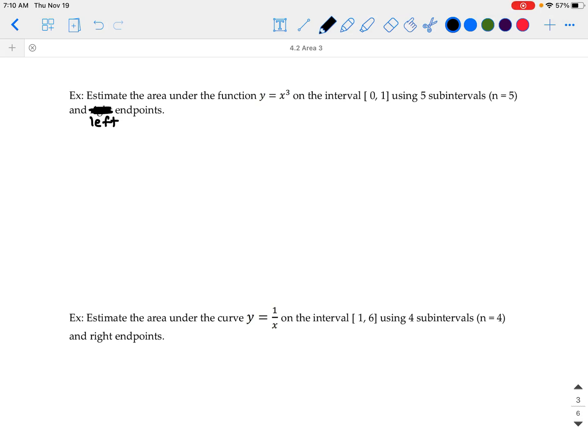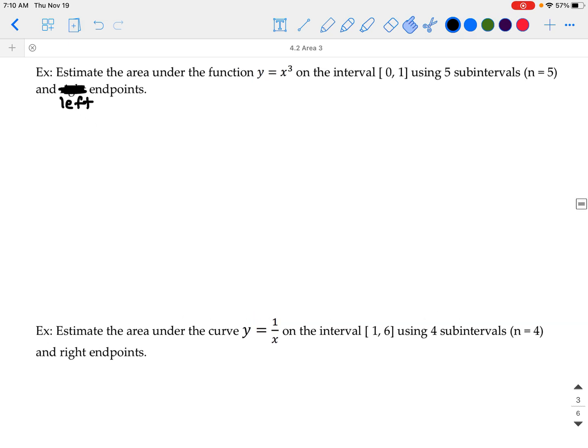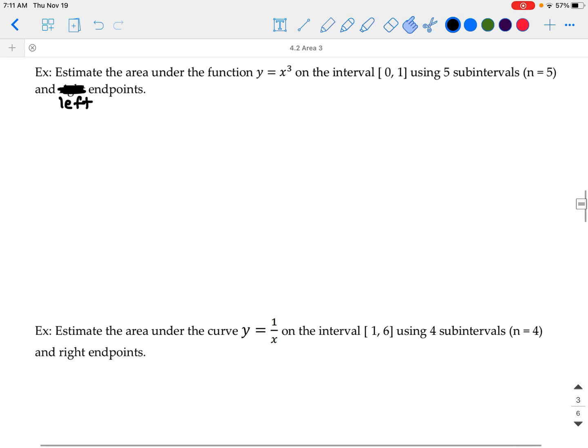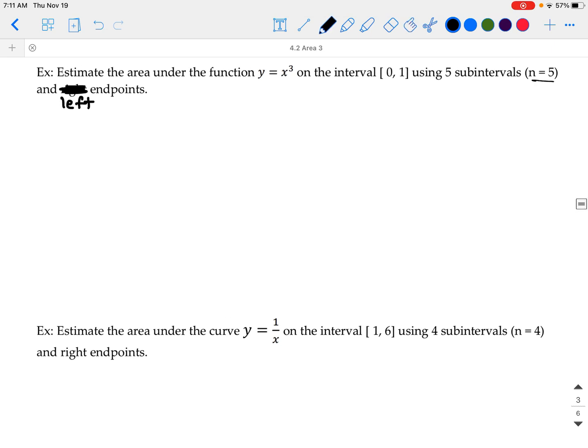Welcome back, everybody. So we are going to look at some examples here of using left or right endpoints as well as midpoints. So let's go ahead and start. We're going to estimate the area under the function y equals x cubed on the interval 0 to 1 using 5 subintervals. So we know what n is, and we know what our interval is.